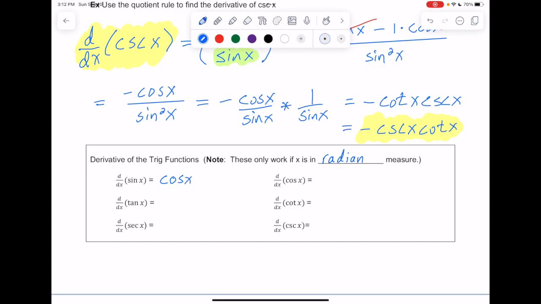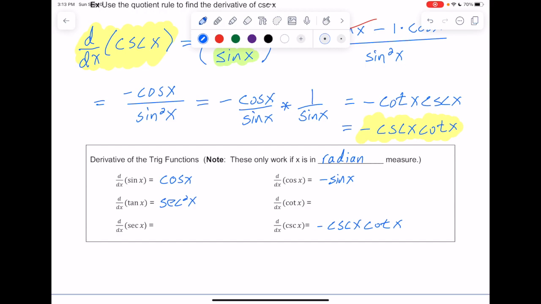Derivative of cosine, negative sine. Derivative of tangent of x is secant squared. And the derivative of cosecant, we already have that one filled in from right above. That one would be negative cosecant x, cotangent x. And then the two we didn't prove, I'll fill in for you.